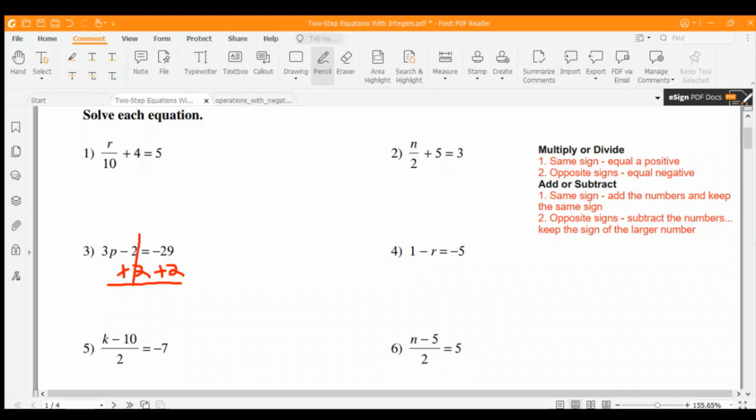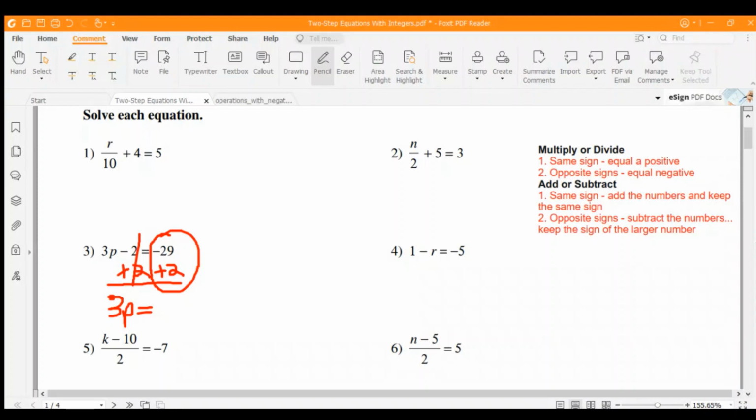Well, negative 2 plus 2 cancels out. You bring down what's left. Uh-oh, had a little glitch there. Let's try that again. That would be 3p equals, and then we have to figure out, this is where a lot of kids get in trouble, y'all. It's negative 29 plus 2. Well, is this a multiply-divide situation or an add and subtract situation?